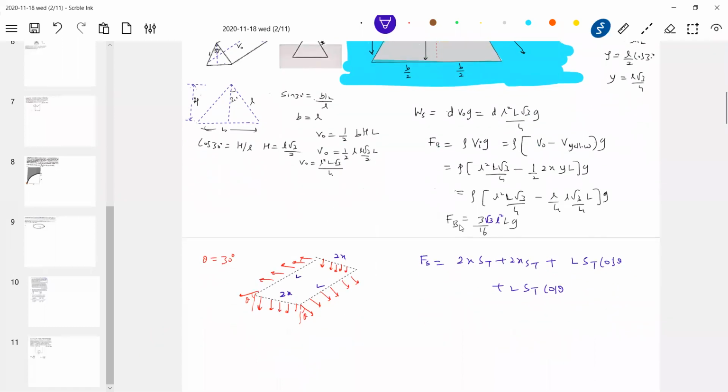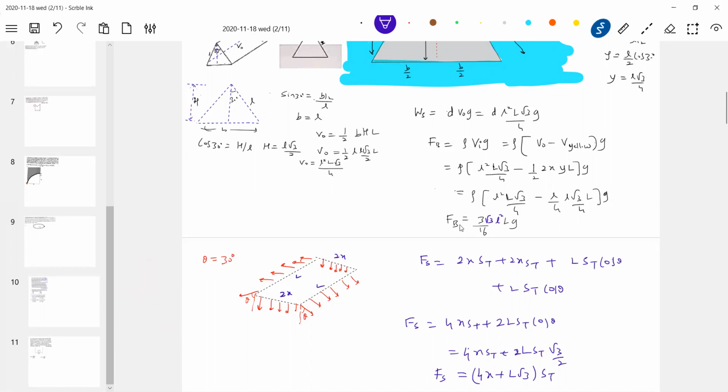So now force due to surface tension should be equal to 4x surface tension plus 2L surface tension cos theta. What is cos theta? 30 degrees. Cos 30 is root 3 by 2. So 4x plus L root 3. Okay, this is surface tension. This is the force due to surface tension.